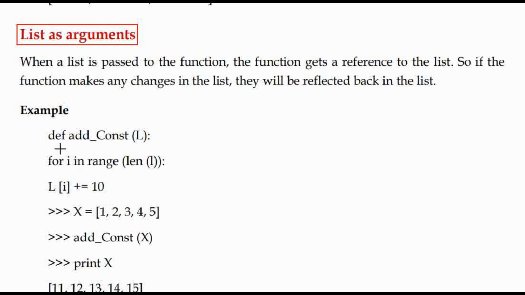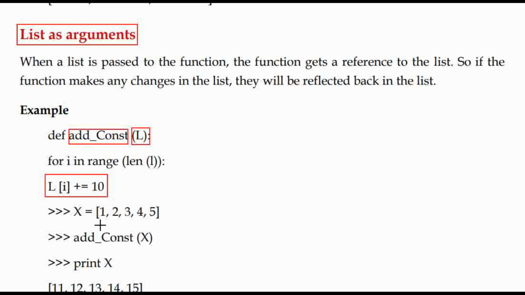Example: one function is defined and the name of the function is add_const. See here, as an argument a list is passed and the name of the list is L. For i in range(len(L)): L[i] += 10. List elements are incremented by 10.